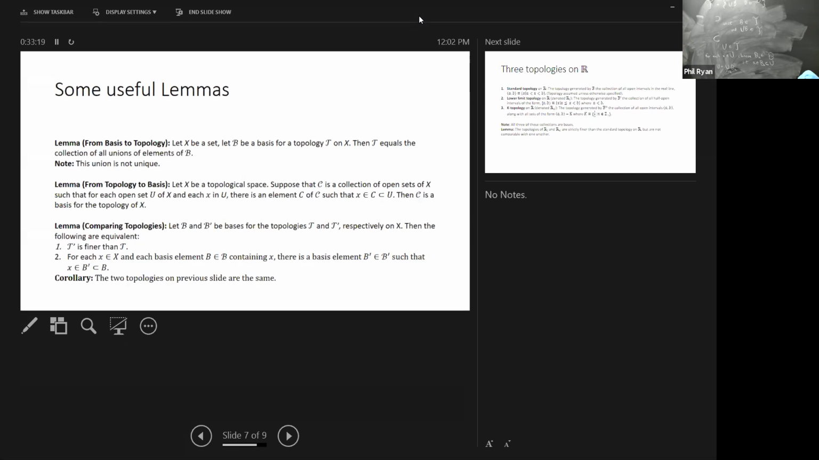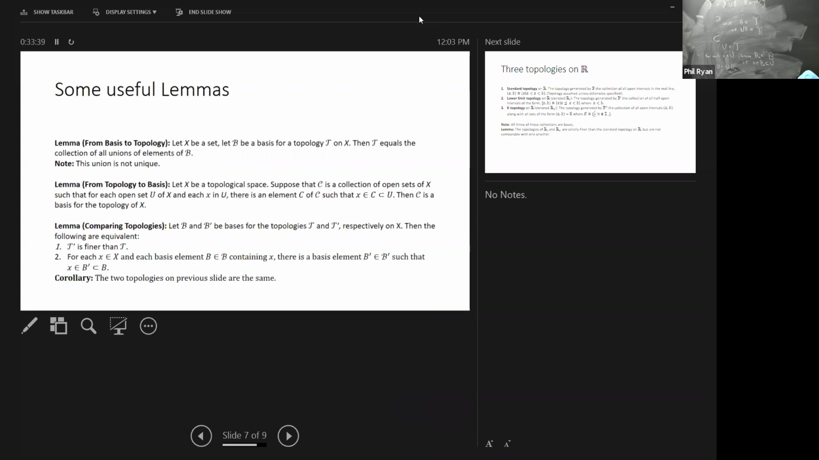So that's really how you should be thinking of a basis. You've got some collection, you think of it as a basis, and open sets are just arbitrary unions of that basis. If you have two different bases for the topology, can they have differing cardinalities?